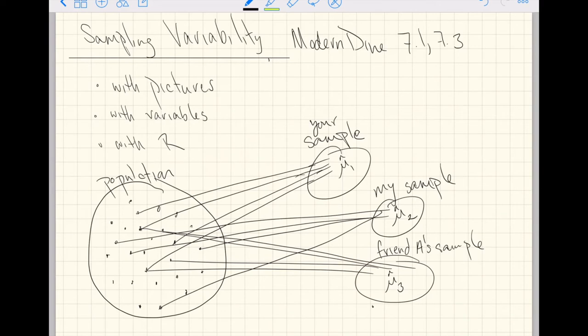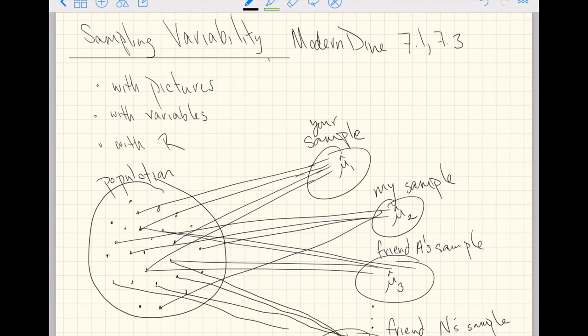And now you can imagine that if we continued this down to friend N's sample, you would have a completely different set of observations than the rest of us. And thus, friend N would get many different samples from the population, giving friend N a different estimate of the population mean. The fact that these estimates, mu hats, vary by sample describes the idea of sampling variability. Sampling variability is the variation in your estimates due to sampling randomness.